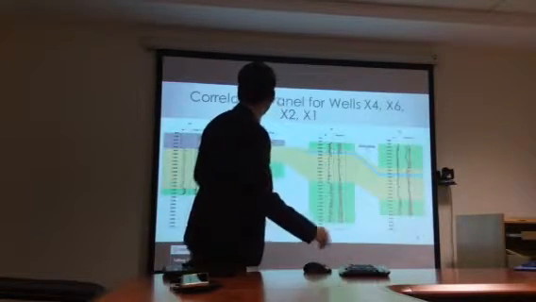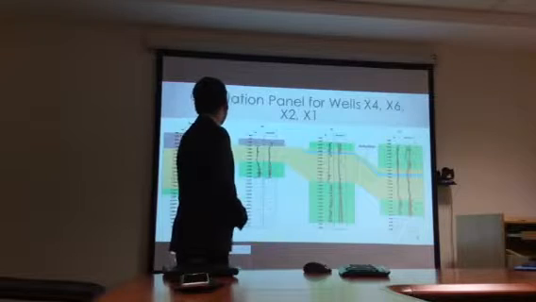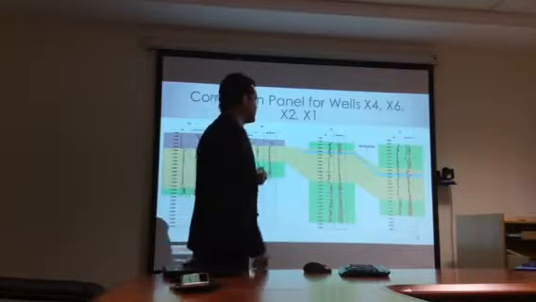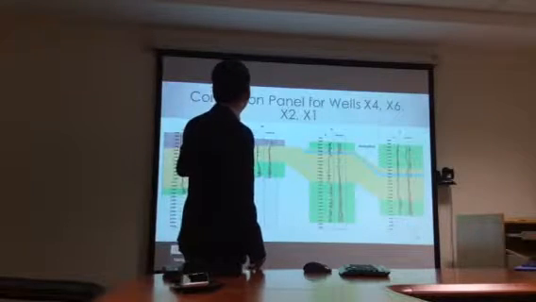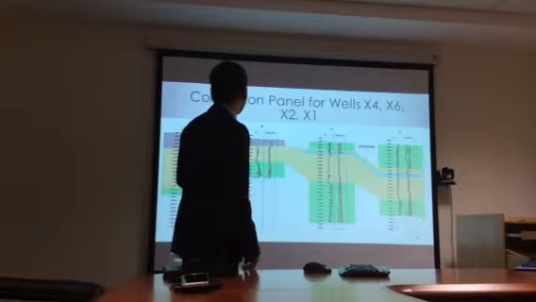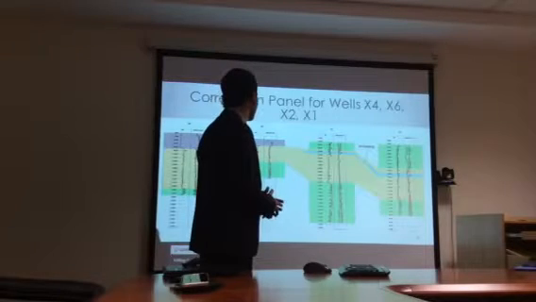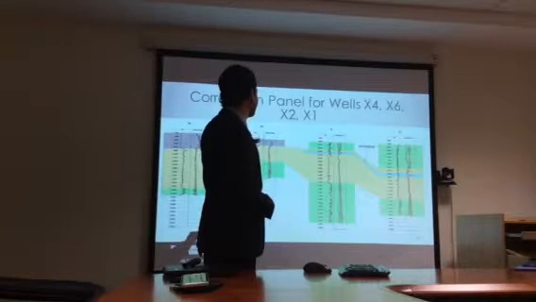Now the mouse is not working. So the correlation panel. This correlation panel here is a very good indicator of what's happening. So basically, you can see from wells X4, 6, 1, and 2 that there's possible uplifting happening. As you can see that there's a pattern.